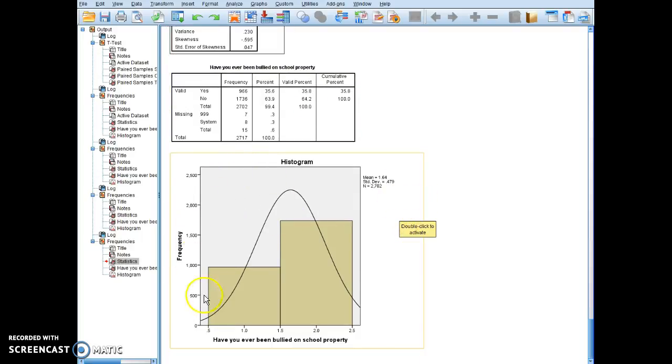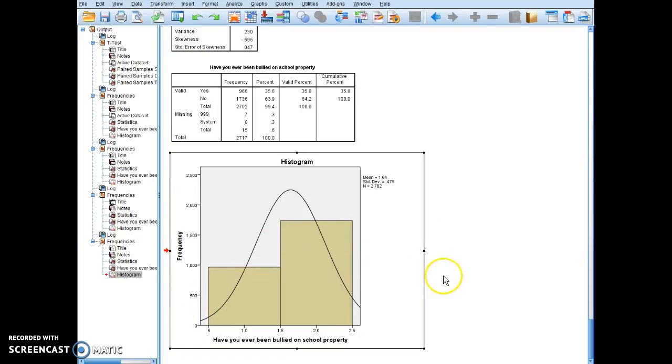Now we go further down to looking at the histogram. This is the graph. So this is the number of students, 966, who have answered yes to whether they have ever been bullied on school property, and no, who haven't been bullied on school property. From the curve, we can see that it is almost a normal curve, meaning that there is no level of skewness, or a very minimum level of skewness.